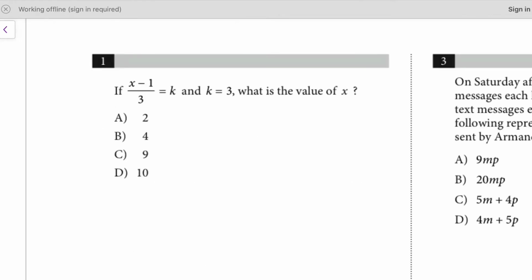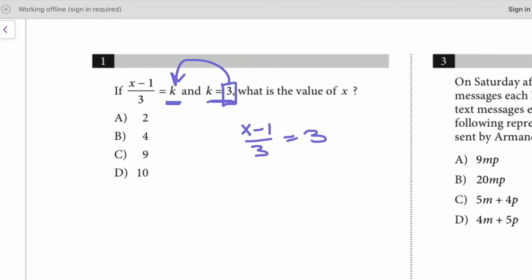Alright, so this is the first question on the math no calculator portion. If x minus 1 over 3 equals k, and k equals 3, what is the value of x? Alright, so they give us the value of k, and they tell us that x minus 1 over 3 equals k. So what I'm going to do is substitute in the value of k, which is 3, into this equation to solve for x. So my equation ends up being x minus 1 over 3 equals 3.